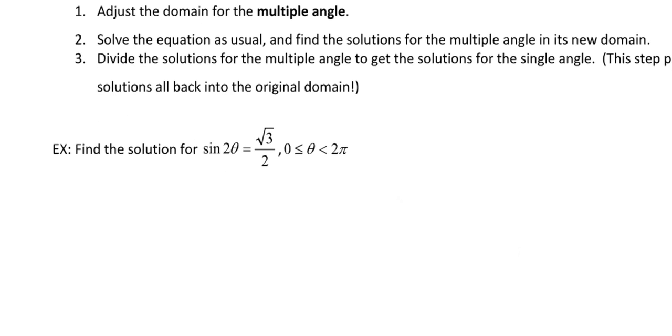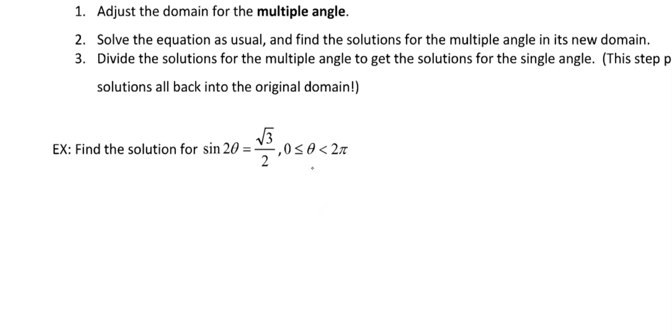So this one says find the solution for this, and the angle is restricted between 0 and 2 pi. Okay, and just take note of how this one is greater than or equal to 0, and this one is just less than 2 pi. So if you get an answer of 2 pi for one of your angles, then that's actually not an angle, right? Because it has to be less than 2 pi. Okay, so just be careful on those. All right, so let's get going on this.